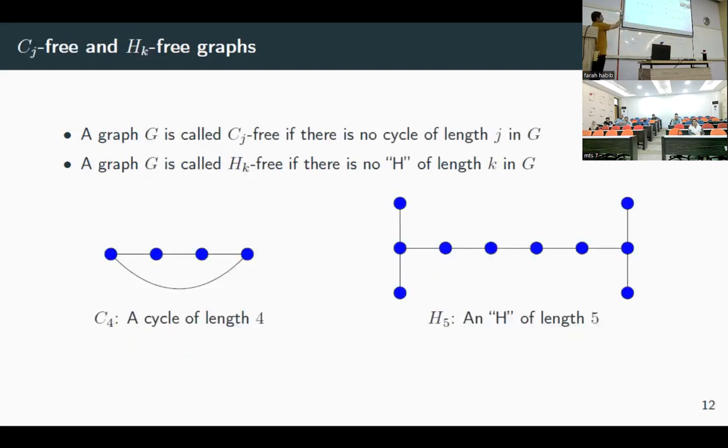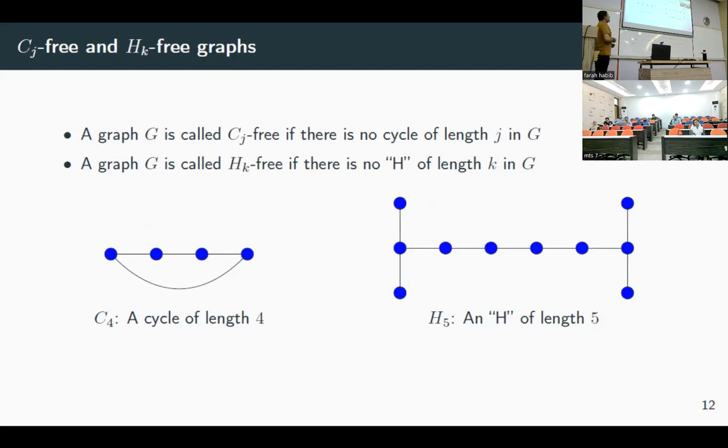So, for example, this is the cycle of length 4. This is a special kind of graph, which we call the H graph. The length of this H graph is 5, because we have 1, 2, 3, 4, and 5. So this is the length of this H graph. It will be used later on.